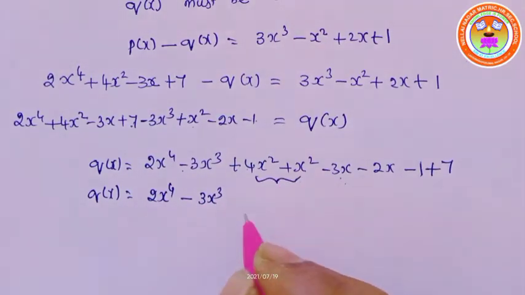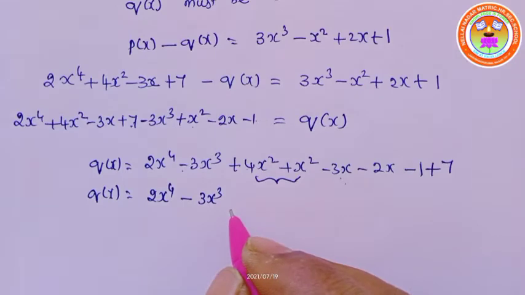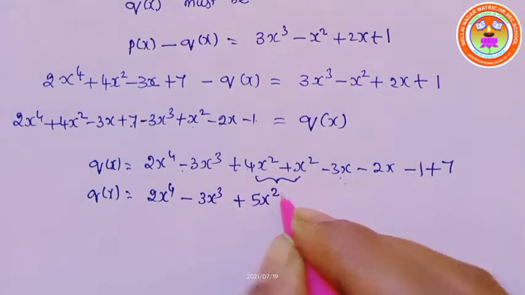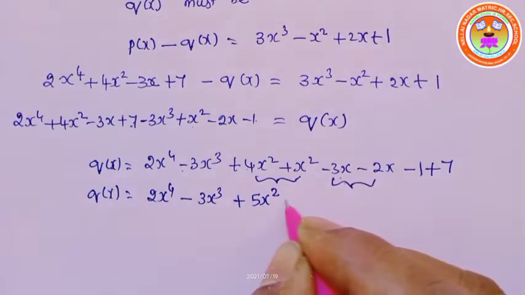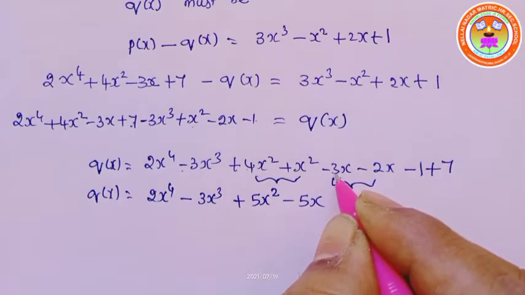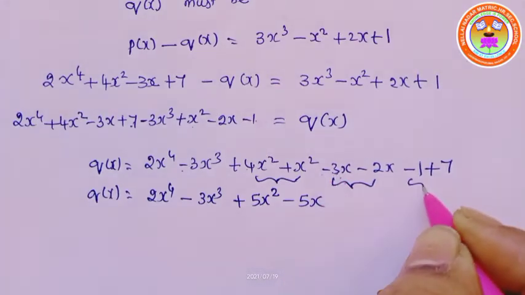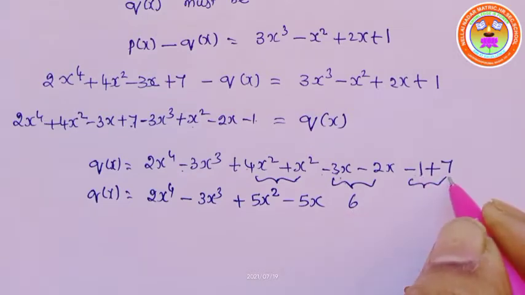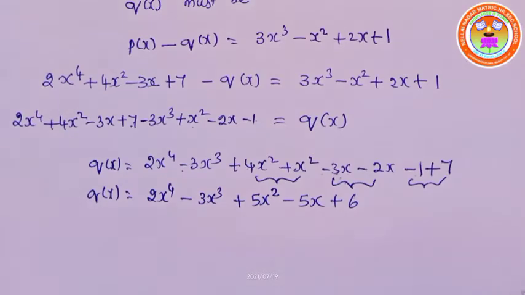Here x squared is a like term. So 4 plus 1 is what? 5. Plus 5x squared. Then minus 5x, because they are like terms. So same sign, so add and put the greater number's sign. Next, what sign? Minus. So different sign, subtract: 7 minus 1 is 6. Which is the greater number? 7. What sign? Plus. So put plus 6.